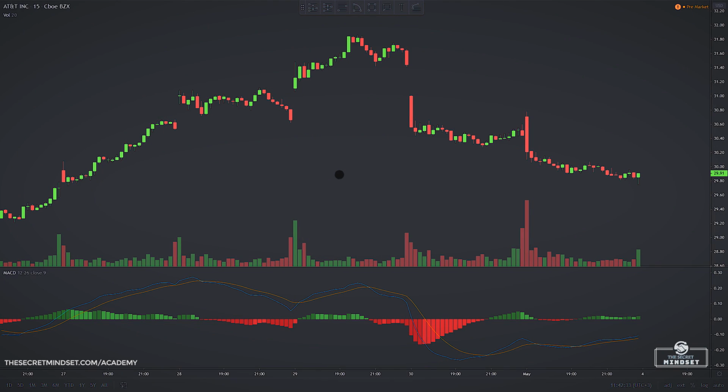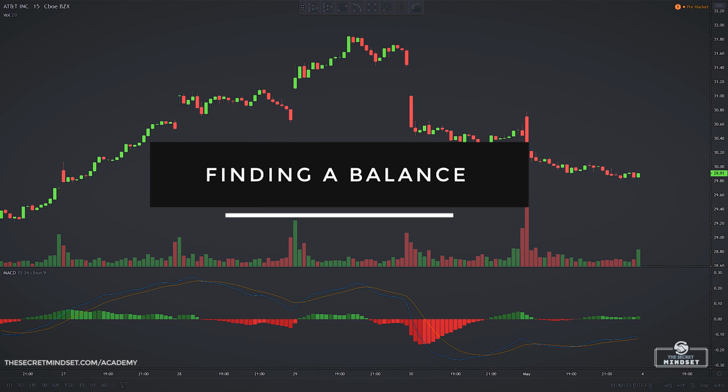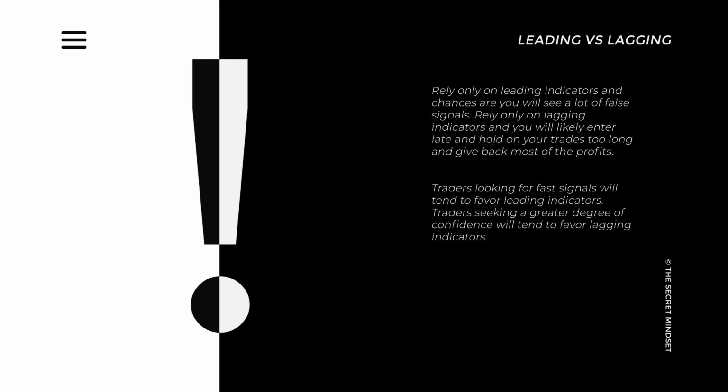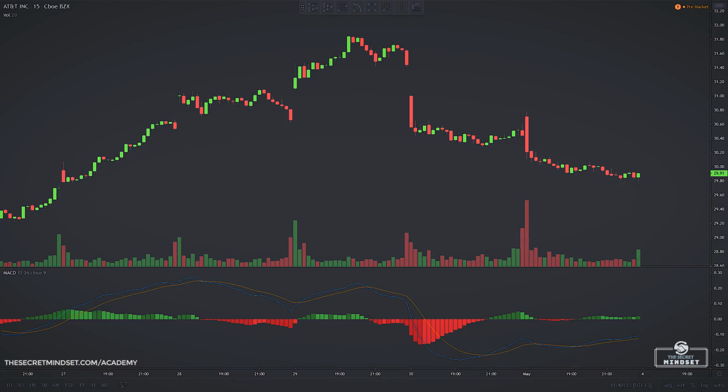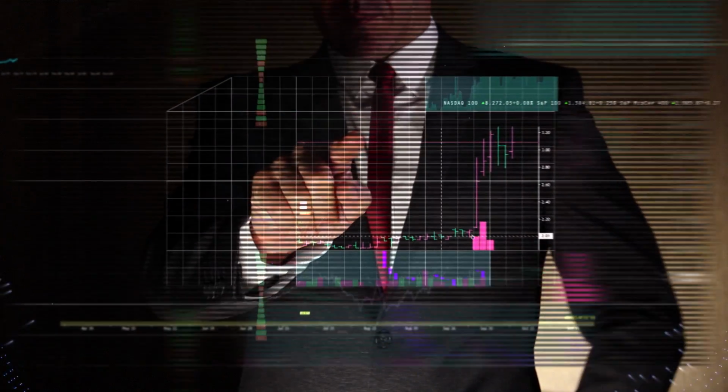Now, should you use leading or lagging indicators? For traders, it is often the dilemma of finding a balance between them. Rely only on leading indicators and chances are you will see a lot of false signals. Rely only on lagging indicators and you will likely enter late and hold on to your trades too long and give back most of the profits. Traders looking for fast signals will tend to favor leading indicators. Traders seeking a greater degree of confidence will tend to favor lagging indicators. The trick is to achieve a proper balance by mixing leading and lagging indicators across timeframes. If you can accomplish this objective, you can come up with a trading approach which is far superior to using either of the two exclusively.